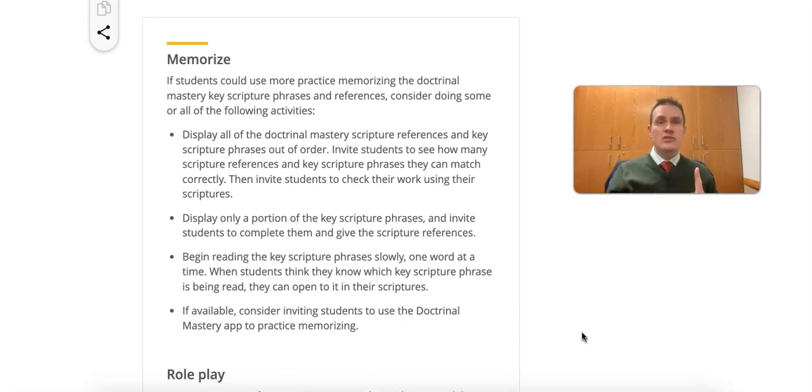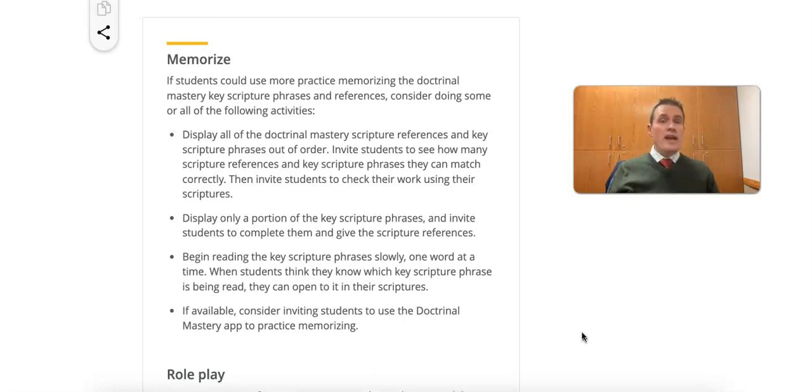The next student would say 20. The next student would say 12. The next student would say, "and the dead were judged." And they're going to go around the room like that, saying one word at a time. And they have to say the reference and the key phrase 3 times. And time them, see how fast they can do it, and then see if they can beat their time.